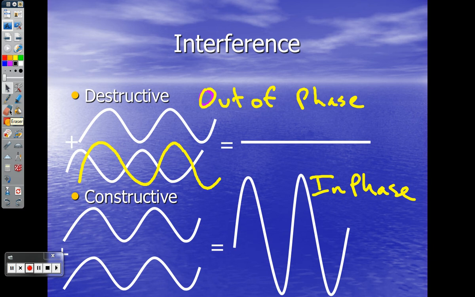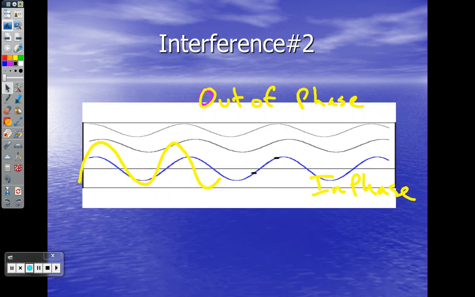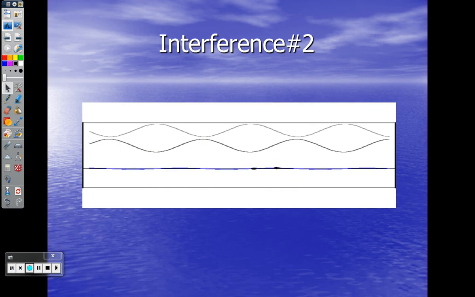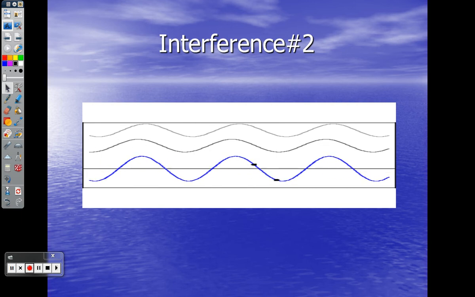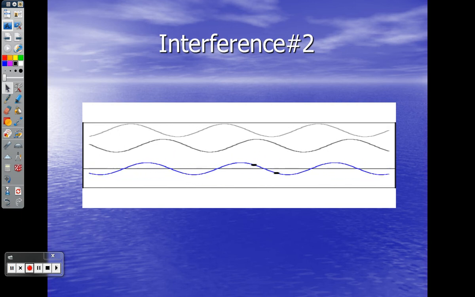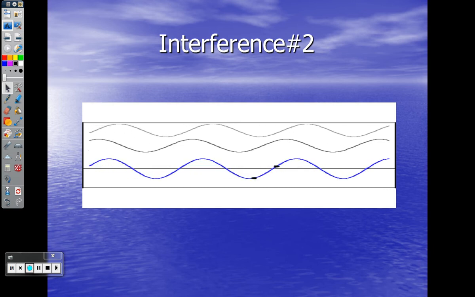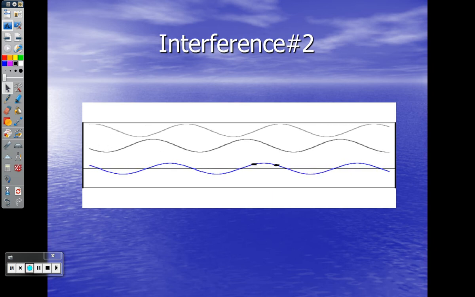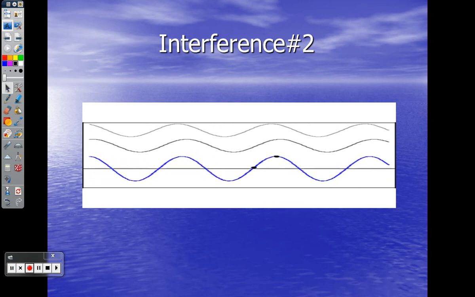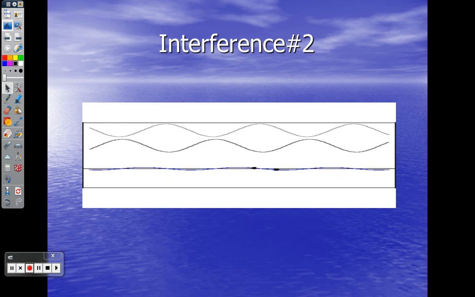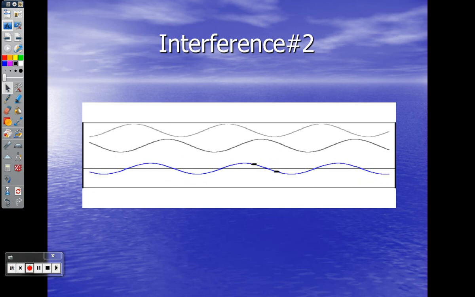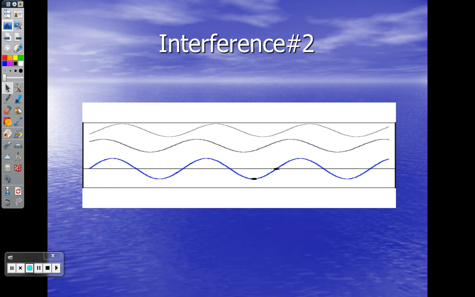So the next slide has an animation showing these two waves. So you have the top wave and the bottom wave. The blue line is the two waves added together, right? The summation of the two waves. So notice right there, it's constructive, right there, destructive. So constructive, destructive.